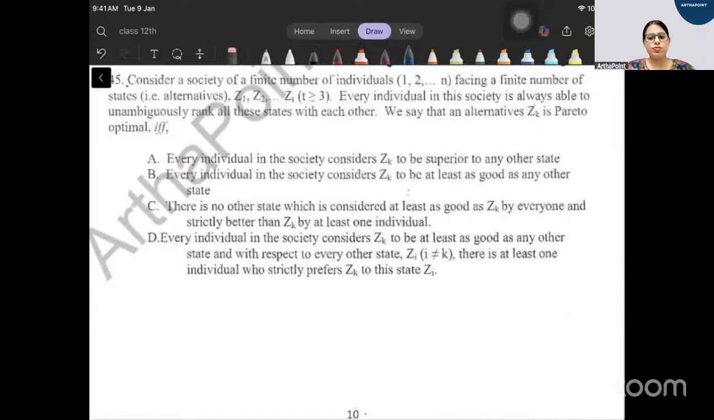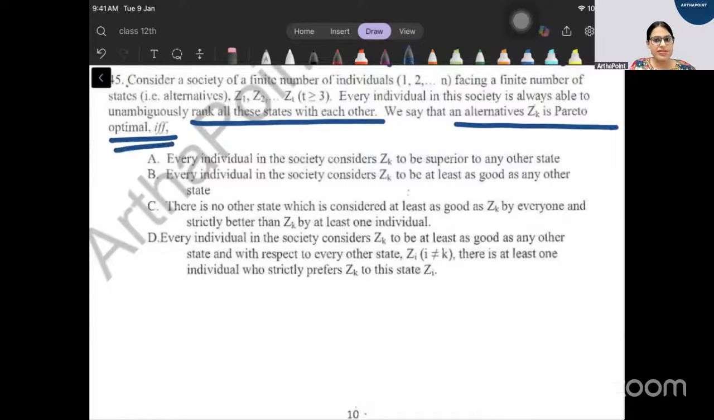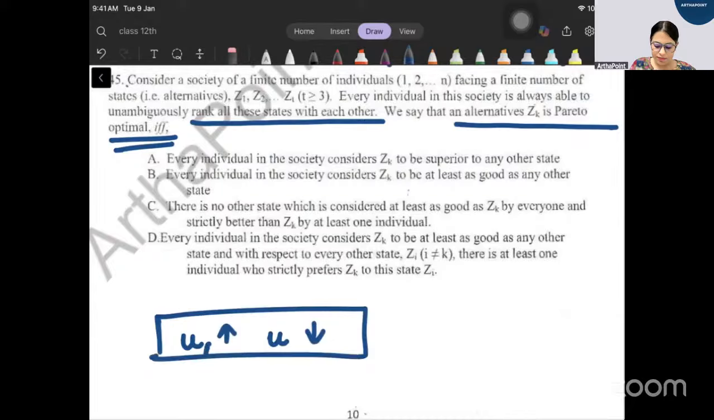Very simple question. Difficult देखने में लगेगा, but it is very simple. Consider a society of finite number of individual facing finite number of state. Every individual in the society is always able to unambiguously rank all state. We define an alternate is Pareto optimal. तो Pareto optimal कब होता है? When is something Pareto optimal? When to increase utility of one individual, you have to decrease utility of another. Or you cannot increase utility of one without decreasing utility of another.